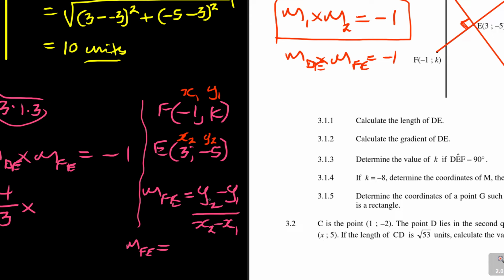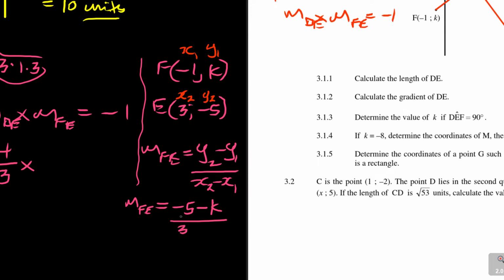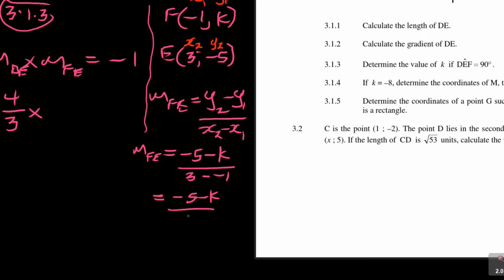What is it? It's y2, which is -5, minus y1 is k. You see now where we introduce k, over. Now what about x2? x2 is 3, minus x1, now minus -1, you see, minus -1. Very important for that. Always be careful of such negatives. So it's -5 minus k, which is like that. You can't change anything there, over 3 minus -1. Remember, minus minus is a plus. 3 minus -1 is 3 plus 1, which is a 4.